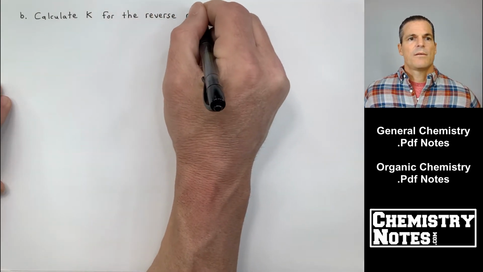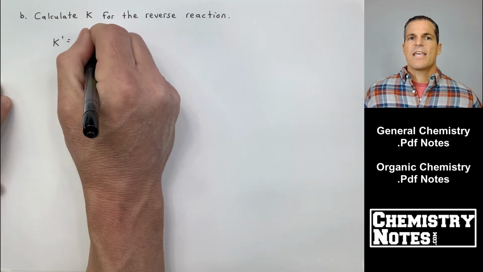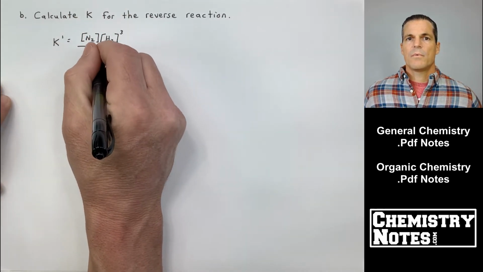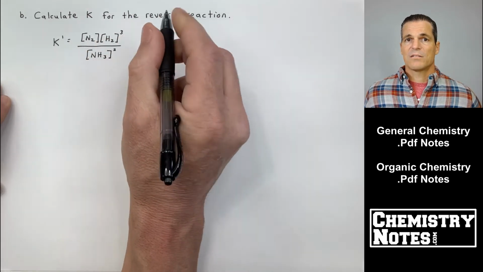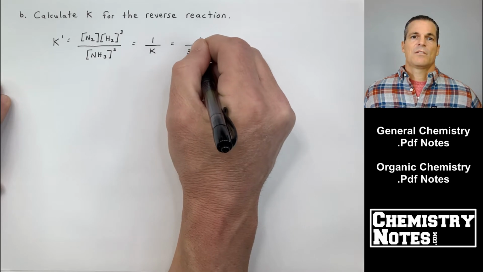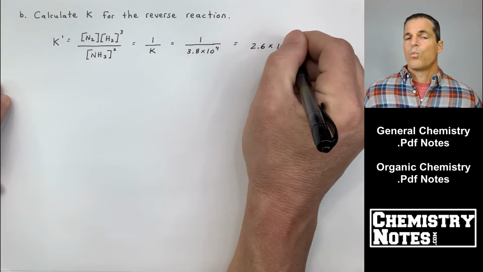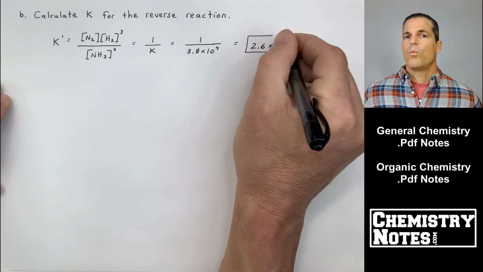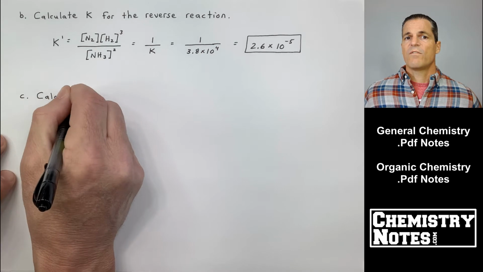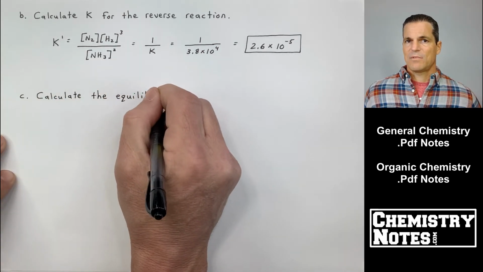All right. B, second question. Hey, calculate K for the reverse reaction. Well, for the reverse reaction, our products are now our reactants. So we're moving right to left. So I just flip-flop this. So if I had recognized that K prime is 1 over K, I could simply do 1 divided by what I had solved for on the previous page. 1 divided by 3.8 times 10 to the 4th is equal to 2.6 times 10 to the minus 5th.